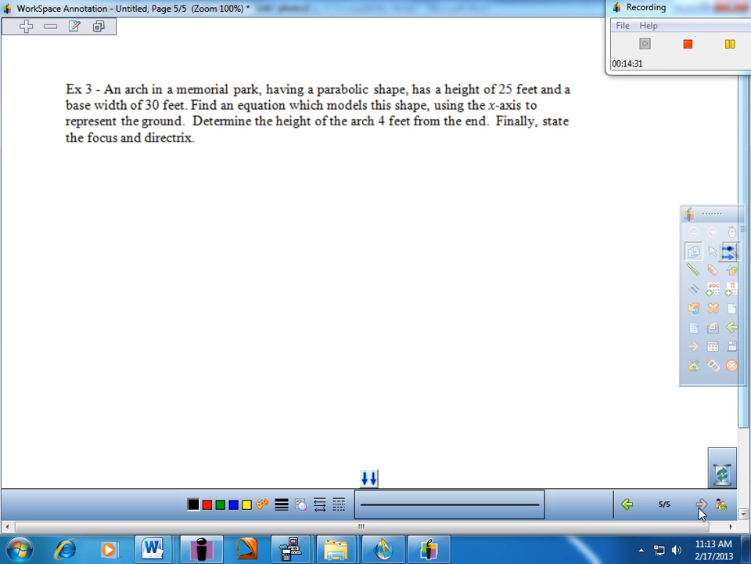So example 3. Now this one, I think we're going to be a little more restricted. So let's see how we want to do this. An arch in a memorial park having a parabolic shape has a height of 25 feet and a base width of 30 feet. Find an equation which models this shape using the x-axis to represent the ground. Determine the height of the arch 4 feet from the end, and we'll even go focus and directrix one last time just for kicks.